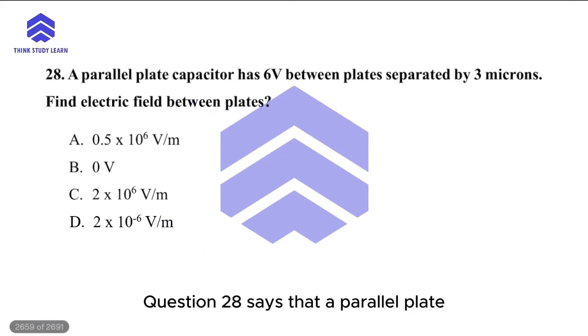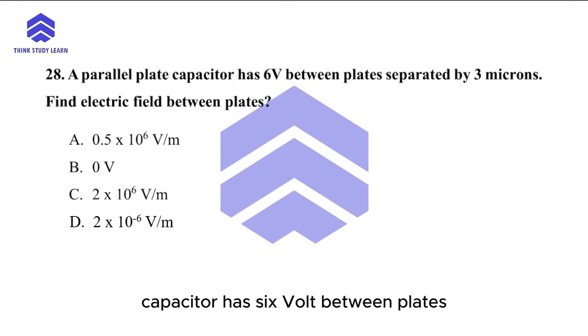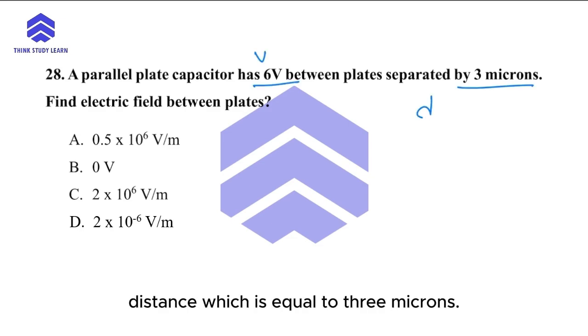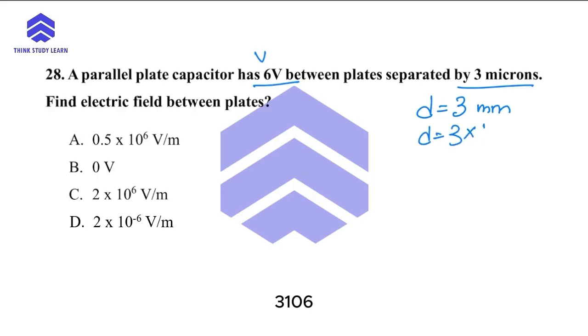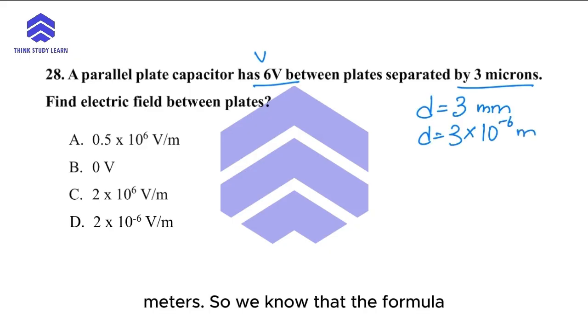Question 28 says that a parallel plate capacitor has 6 volt between plates separated by 3 microns. Find electric field between the plates. According to the question, we have the potential difference as 6 volts and we have the distance which is equal to 3 microns. We know that 1 micron is equal to 10 raised to the power of minus 6 meters, so we can write it as 3 into 10 raised to the power of minus 6 meters.